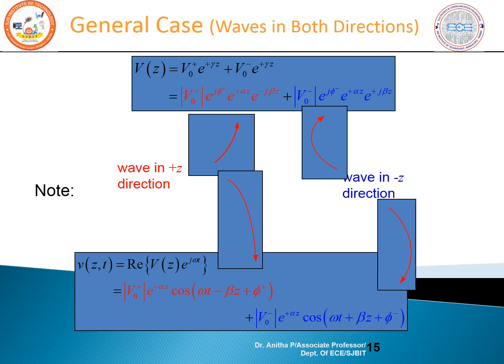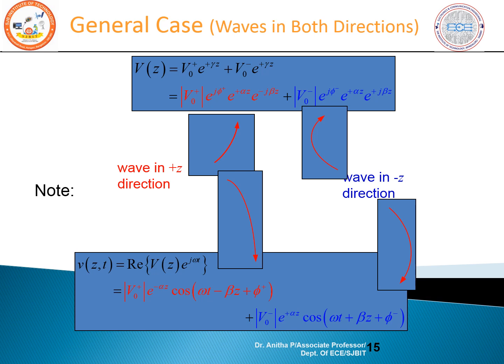If I consider the same thing with time variation, you will have the component as the real part of V of z into e power j omega t. So consider the amplitude part and the phase shift part. In the phase shift, as I just specified, you have the angular phase with respect to time, the phase with respect to space, and the initial phase shift. So omega t minus beta z indicates a wave traveling in the positive z direction. Omega t plus beta z indicates a wave traveling in the negative z direction.